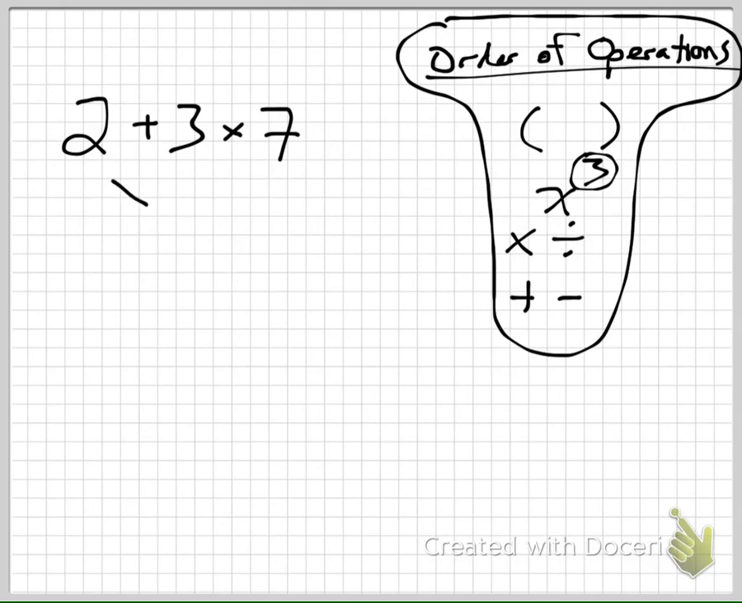They'll go 2 plus 3 is 5. 5 times 7 is 35. Is that the answer? No. That wasn't the answer, right? And so that's why we have the order of operations. Multiply first, then keep going.